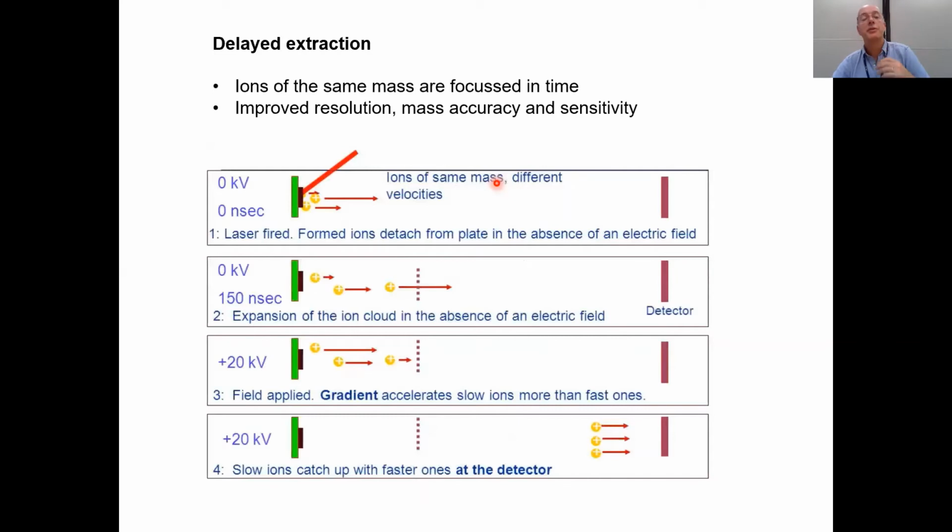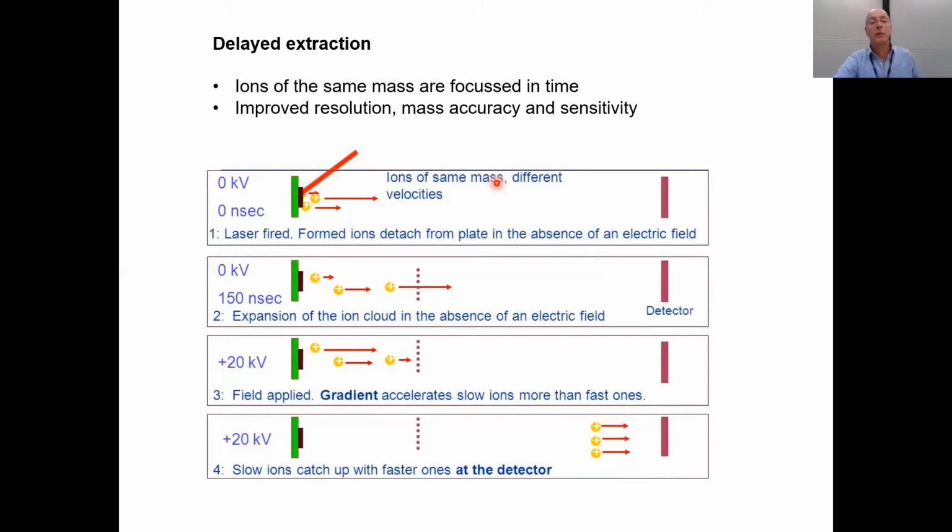So when MALDI was first developed, it didn't make very much impact. And the reason it didn't is because the resolution of the technique was extremely low. Typically, MALDI resolution was a few hundred, not that much better than gel. However, that changed in the late 1980s with the development of delayed extraction.